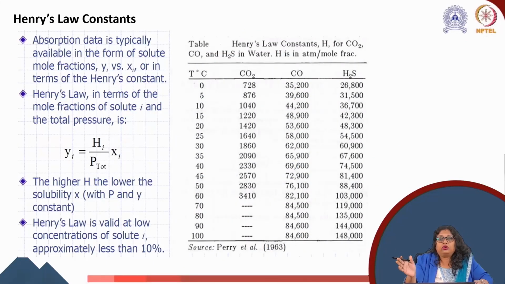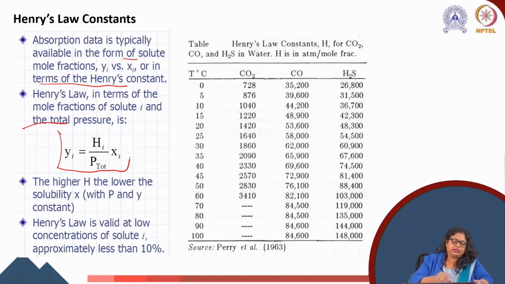Talking about the Henry's law constant, absorption data is typically available in the form of solute mole fraction, that is yi versus xi, or in terms of the Henry's constant. Henry's law in terms of the mole fraction of a solute and the total pressure: yi is equal to Hi by P total times xi. The higher the H, the lower the solubility, keeping pressure and y constant.